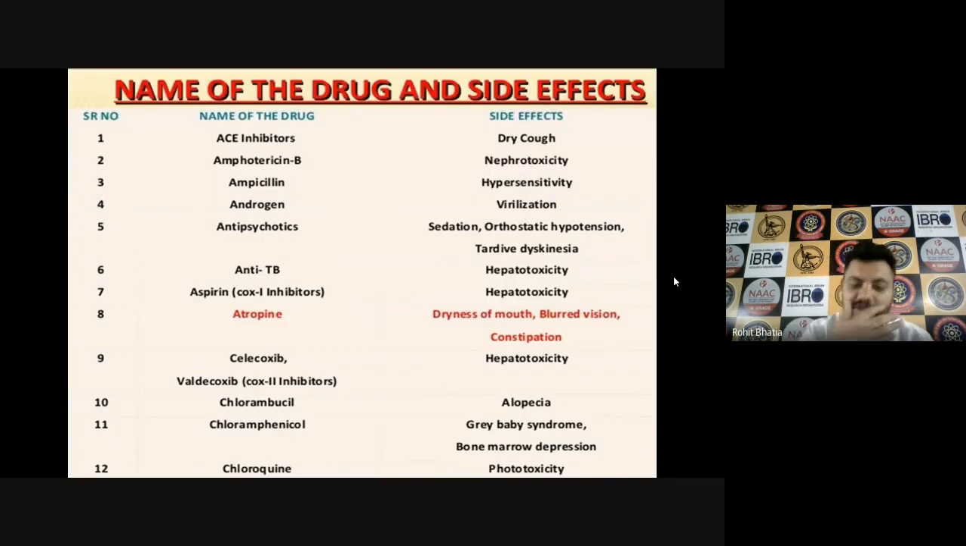So this is the table where you should know the main drugs and their associated side effects. Like ACE inhibitors, they are associated with dry cough, chloramphenicol associated with grey baby syndrome, chloroquine that is associated with phototoxicity. Likewise, all are there.